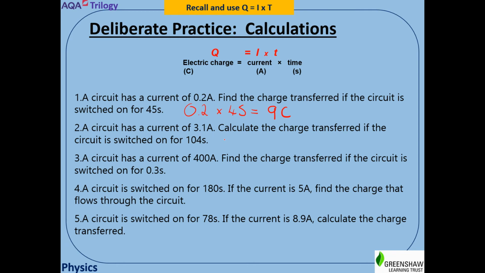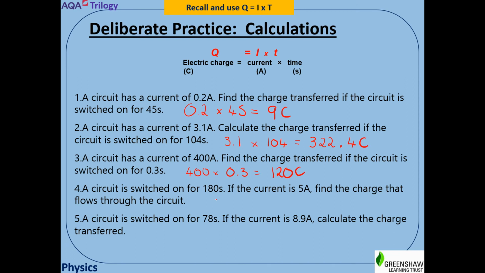Question 2, we've got 3.1 amps, so we should have had 3.1 times 104, and we should have come out with an answer of 322.4 coulombs. The circuit has a current of 400 amps and it's on for 0.3 of a second. So we've got 400 amps times 0.3 of a second, and so we've got 120 coulombs.